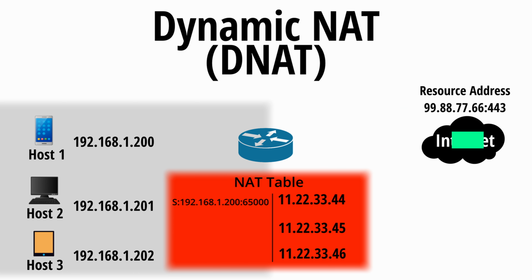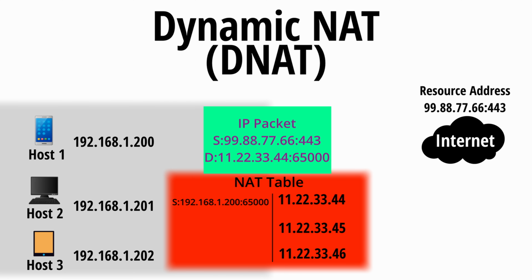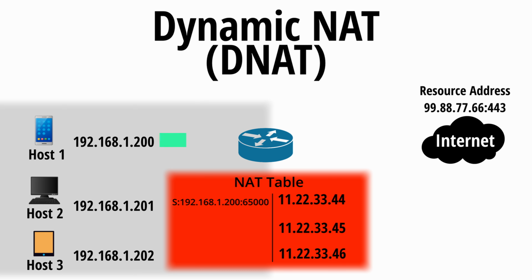And when the response comes back, the destination will be the original source, so 11.22.33.44. It hits the router, which checks the translation table and changes the public IP back to a private IP and sends the information on to the host device. This will be the same for host 2 and host 3, but if public address 1 is in use, they will dynamically use the other 2 free public addresses as part of their translation from LAN to WAN.